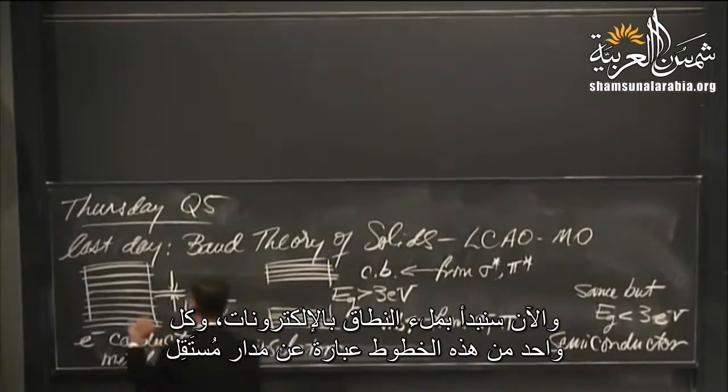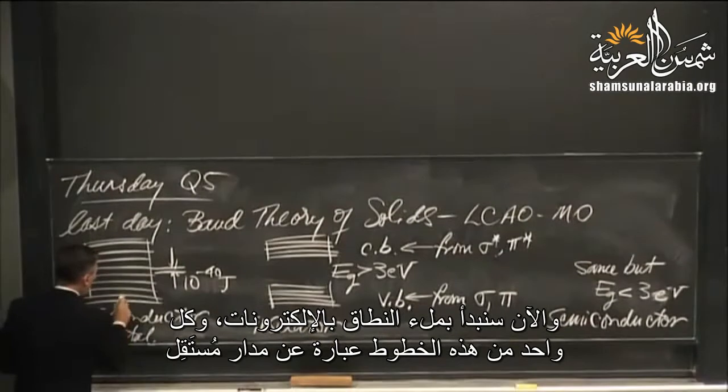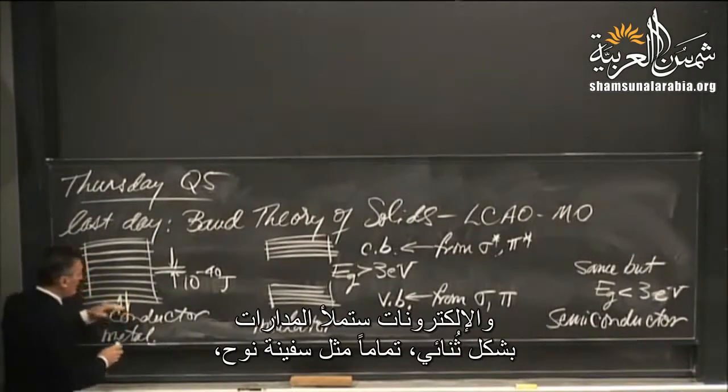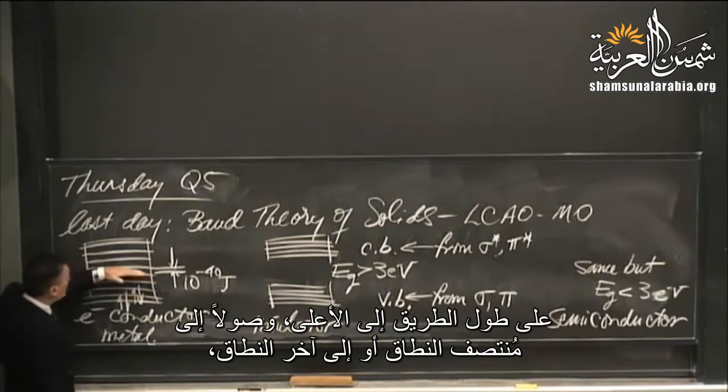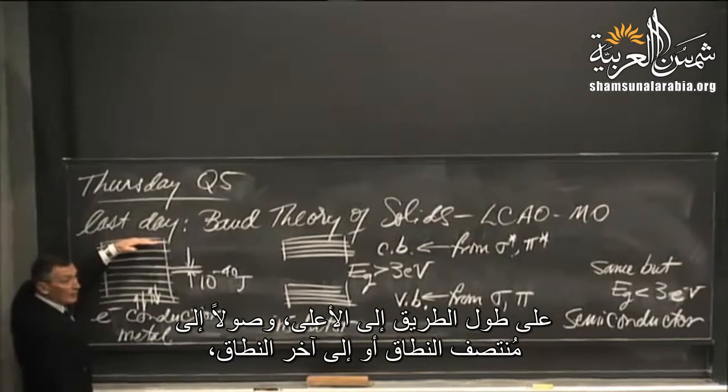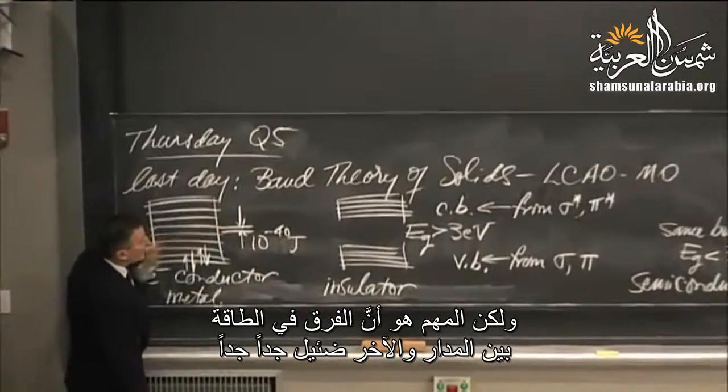And now we start populating this with electrons, and each one of these is a separate state, and the electrons go in 2 by 2, just like Noah's Ark, all the way up, either halfway up or all the way up. But now the energy difference is very, very tiny.